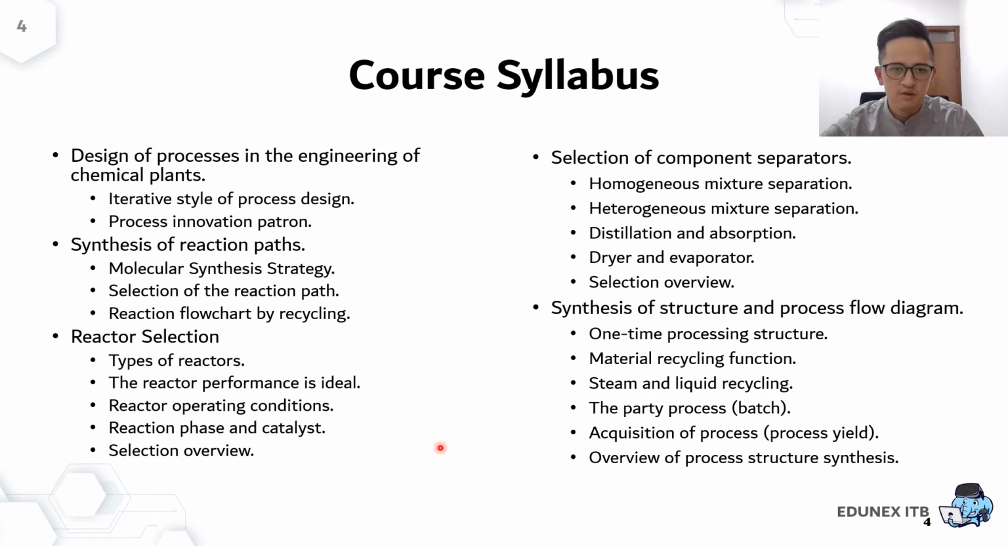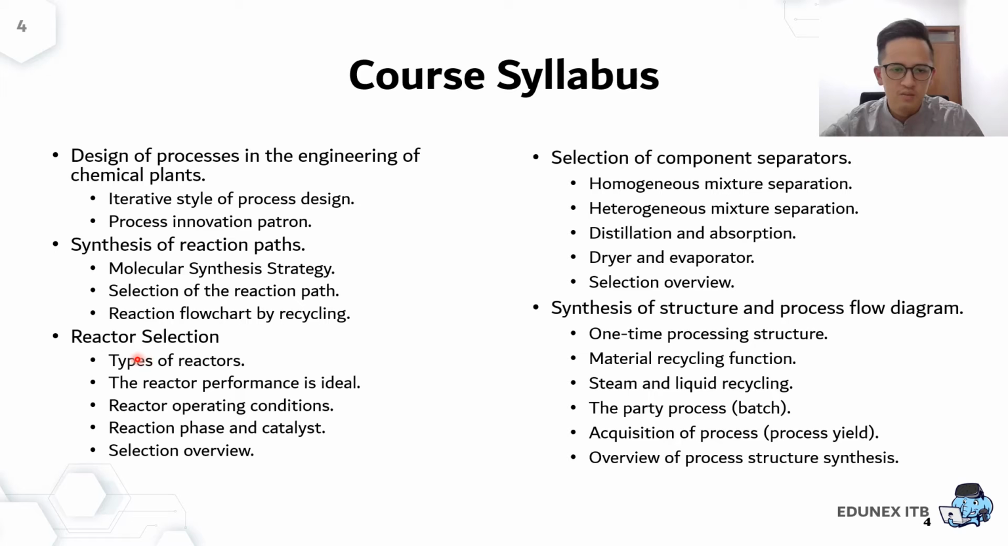The syllabus of this course will be mainly covering 7 topics, which will be applied in several case studies. The first one is to design a process in the engineering of a chemical plant that includes iterative style of process design and process innovation pattern. And then the second part is about the synthesis of reaction paths, including the molecular synthesis strategy, the selection of the reaction path, reaction flow chart by recycling.